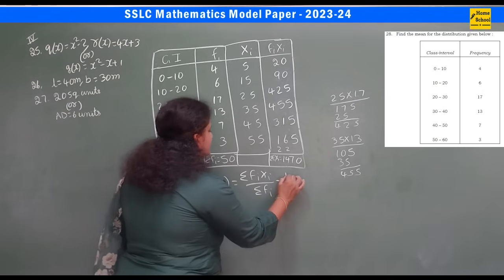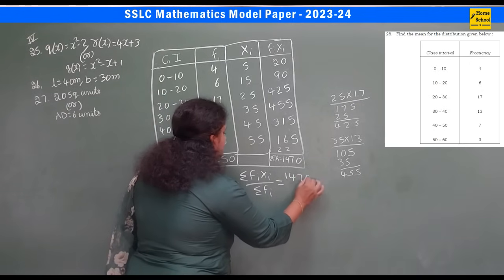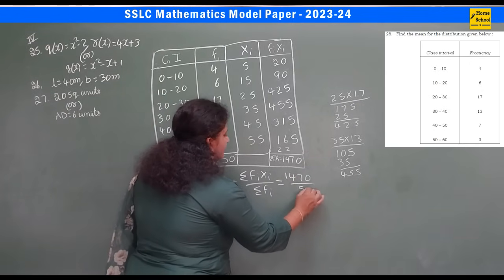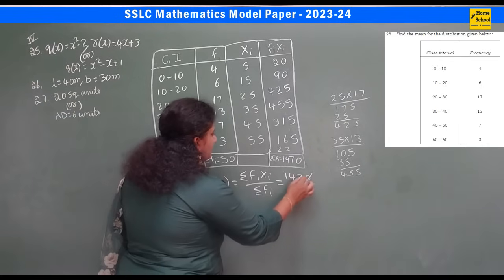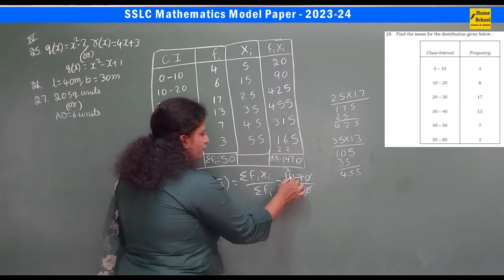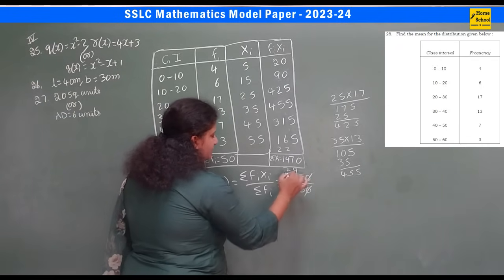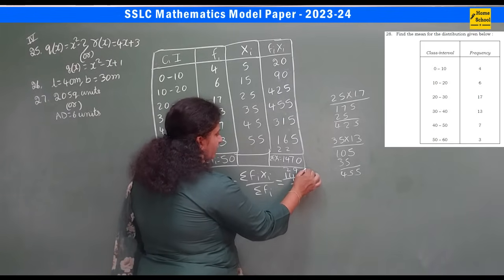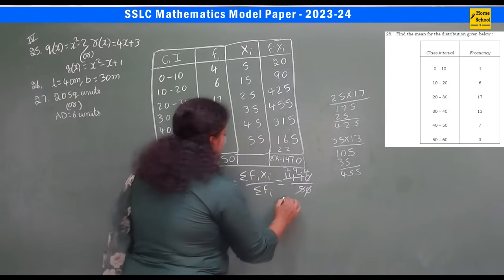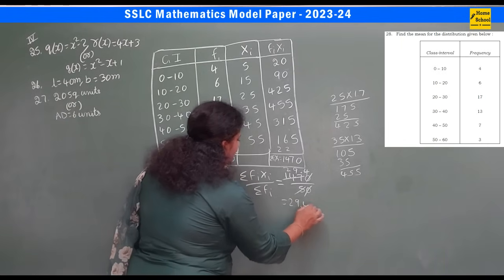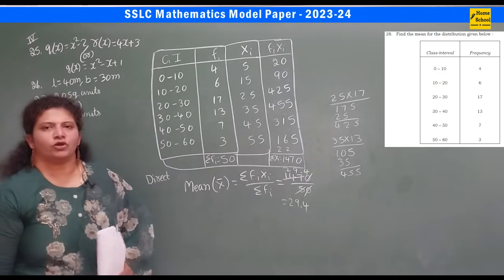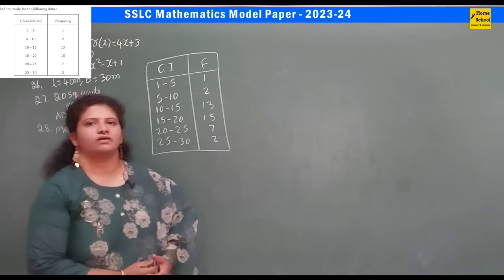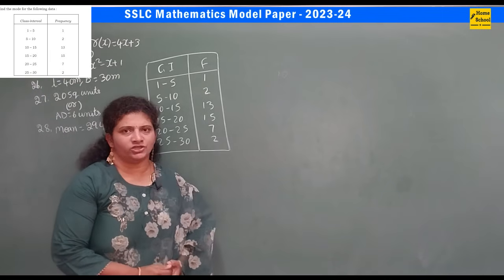Now substitute these values. 1470 by 50. 0 0 cancel. 5 2s are 10. 4 left, 47. 5 9s are 45. And here 2 left, put a point, 20. 5 4s are 20. Therefore, finally what is your mean answer? 29.4.